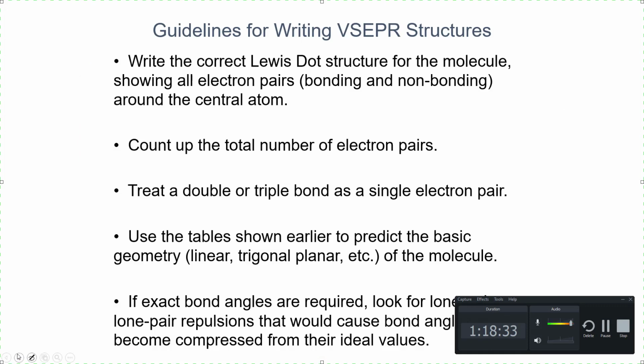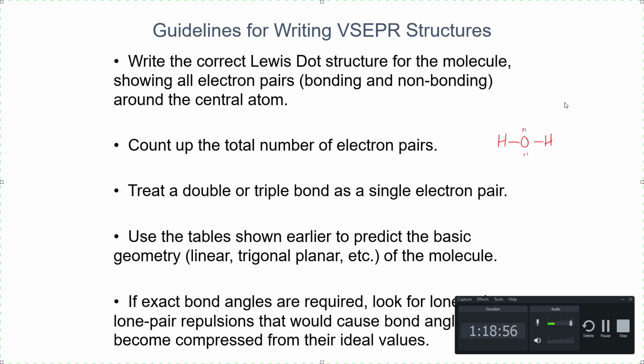So what are our guidelines for writing VSEPR structures? Well, number 1, you need a correct Lewis dot structure, and you need to show all the electron pairs around the central atom. And for the most part, we're going to be working with the central atom. Then what you're going to do is count up the number of electron pairs. So let's take, for instance, water.